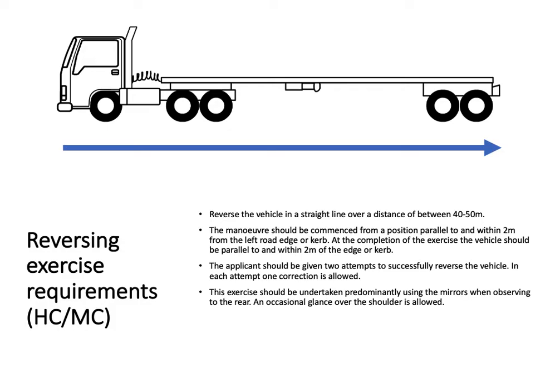This exercise should be undertaken predominantly using the mirrors when observing to the rear. An occasional glance over the shoulder is allowed. For dog-trailer combinations, the applicant should be given the option to reverse with or without the trailer steerable axle locked.